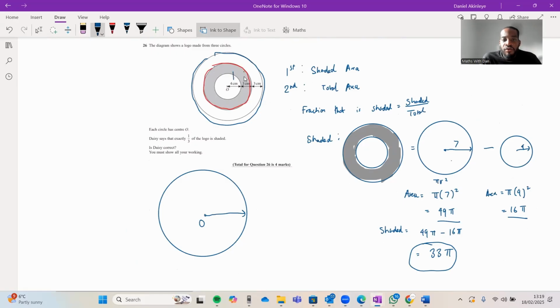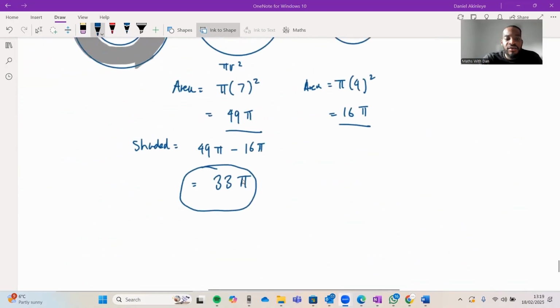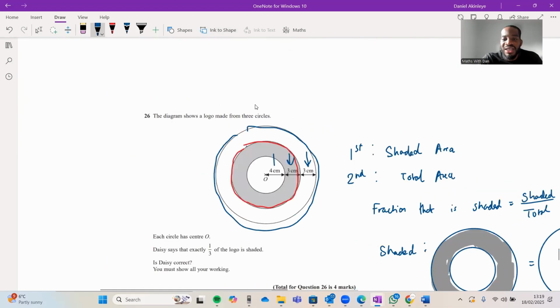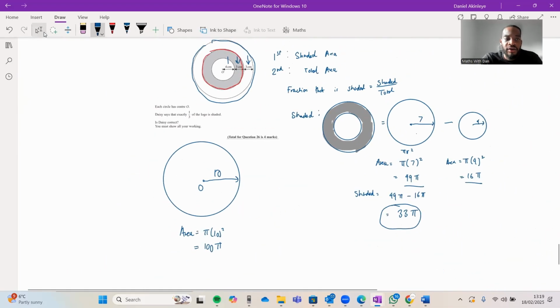You got four, you got three, and you got another three. So altogether, 4 plus 3 plus 3, that's 10, isn't it? It's going to be 10. This there. It's going to be 10, like that. Yeah? Well done, Laverne. So now the area for this one is going to be pi and then 10 squared. 10 squared is 100. This is 100 pi. So we now have the two things that we needed. We've got the shaded area, we've got the total area. So we can now figure out what the fraction of the shaded is.